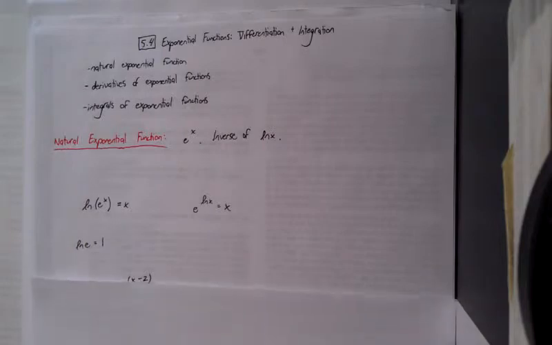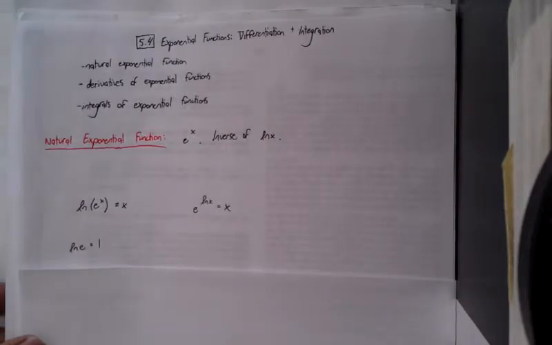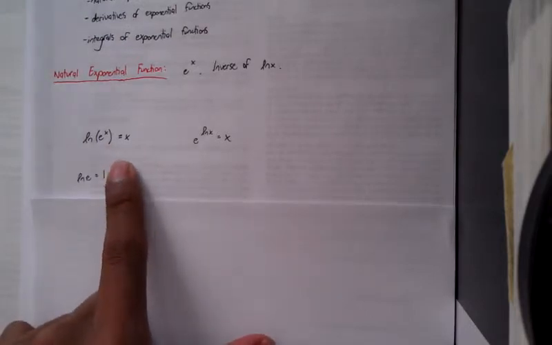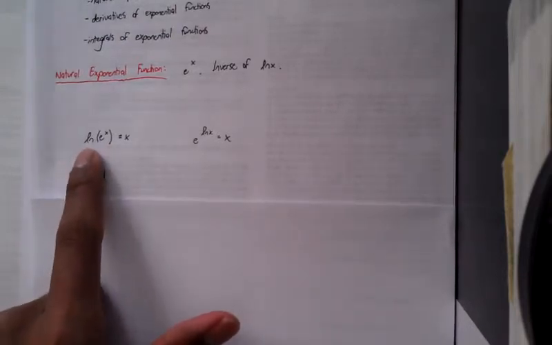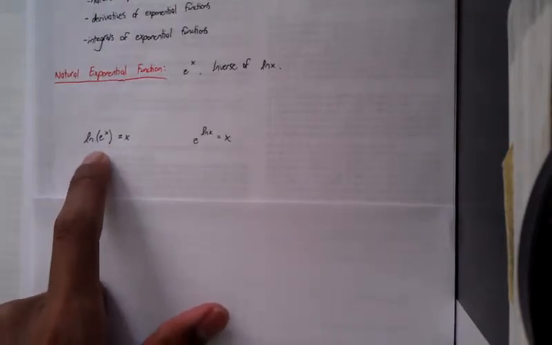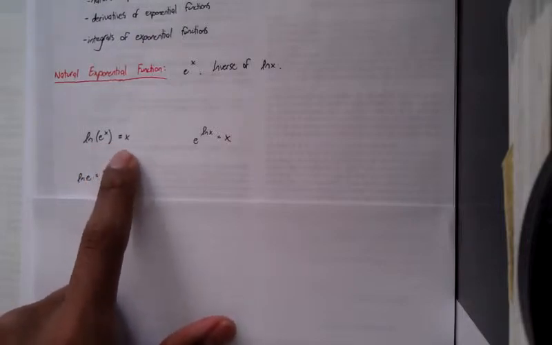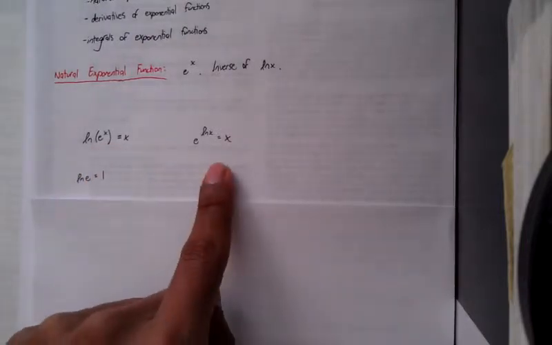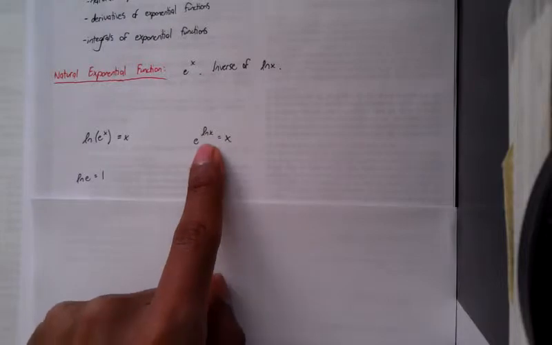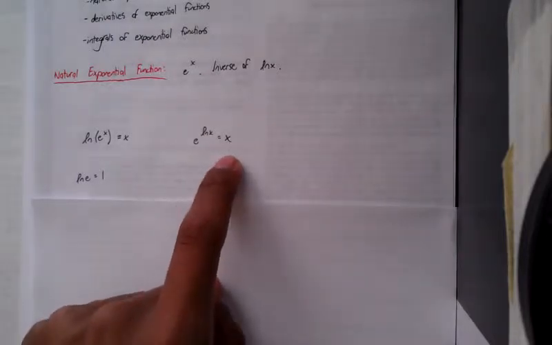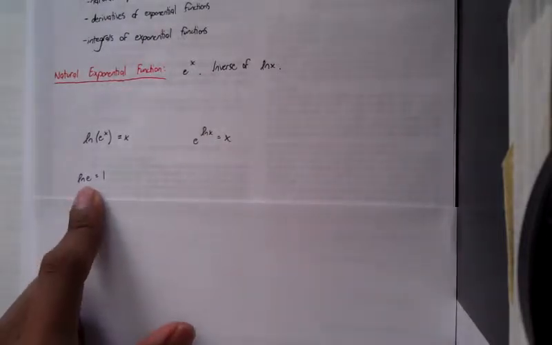And just some basic rules about it that fall in with the natural log is, because the two are inverses, if you take the natural log of e to the x, you just get x. Similarly, if you raise e to the natural log of x, then you just get x. The natural log of e is just 1.